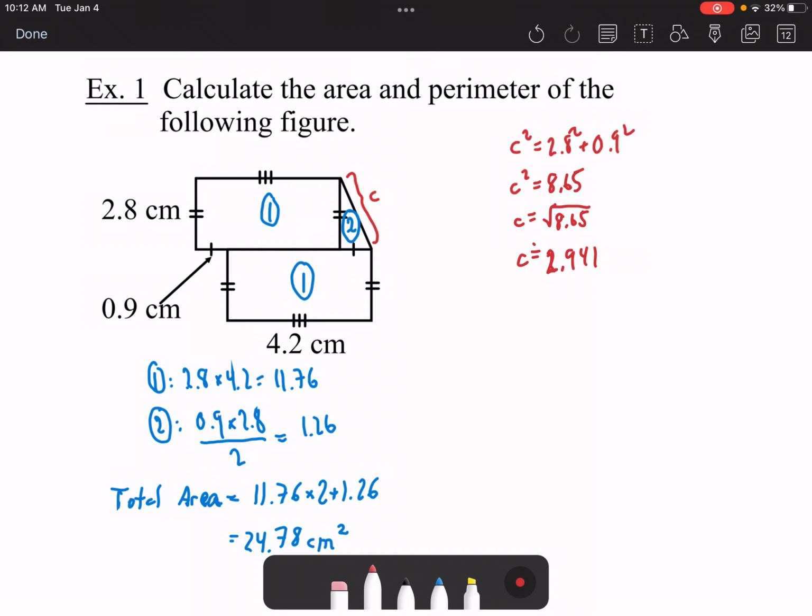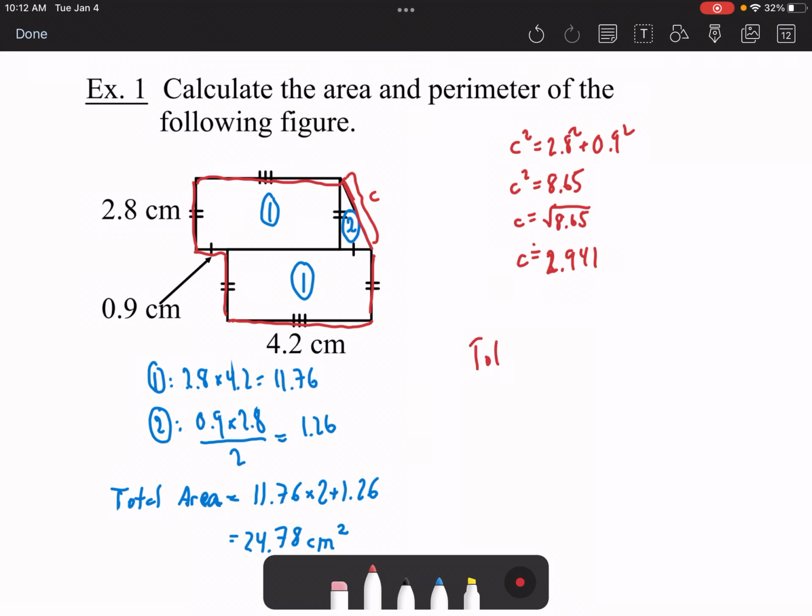Now, in order to figure out my total perimeter, all I need is the outside edges, which I'm drawing here in red. You don't need the inside edges, so we don't need to include those sizes.